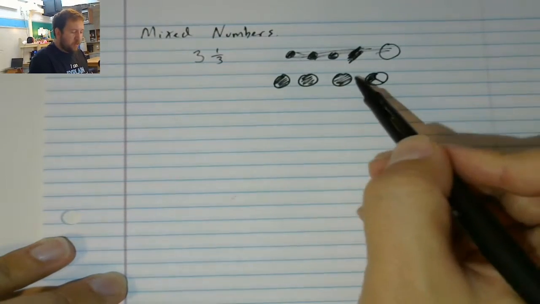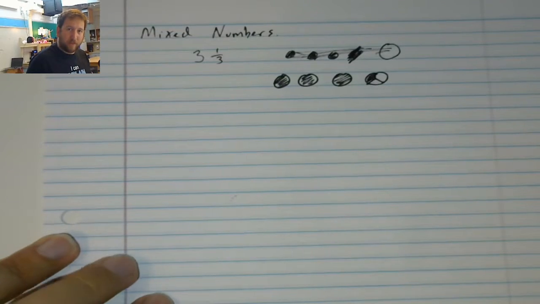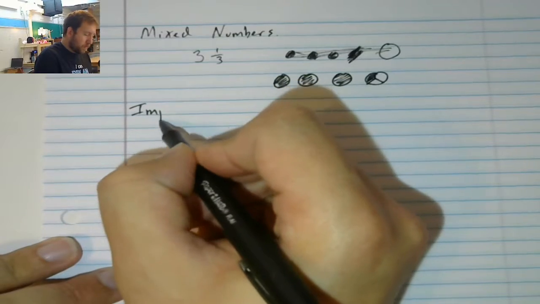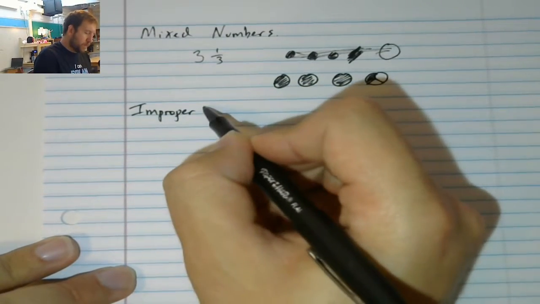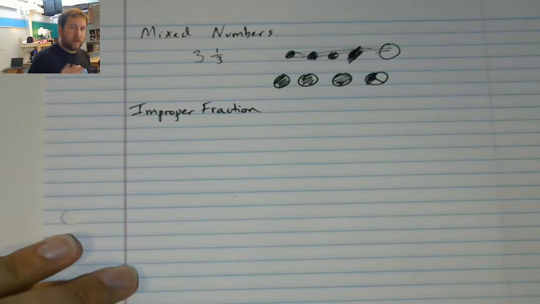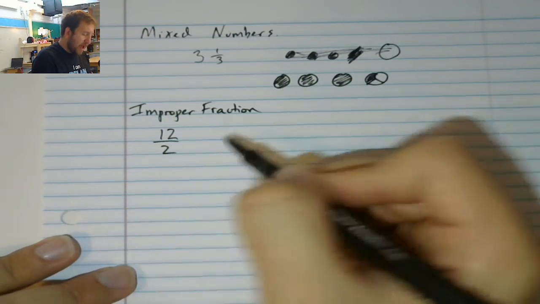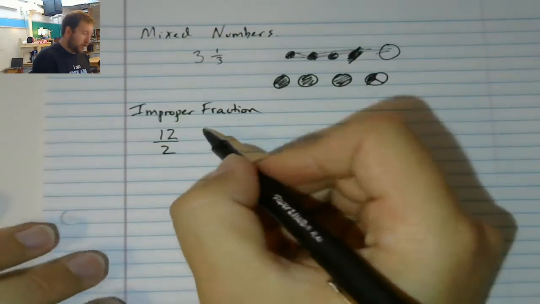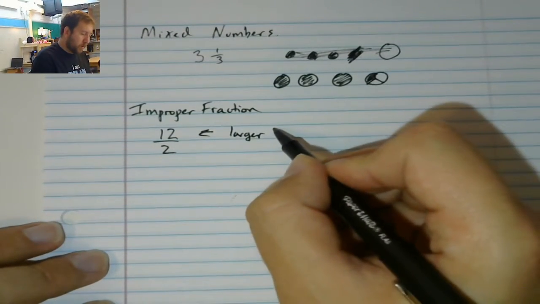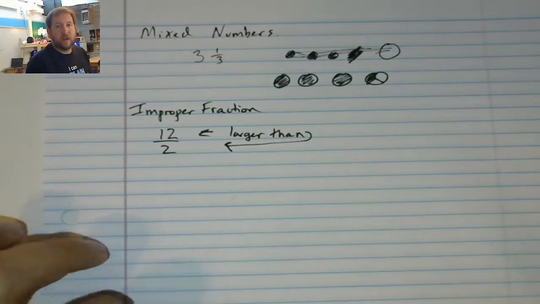So I have 3 and 1/3, but if I want to turn this into what I call an improper fraction, I have a way to do that. And remember, improper fractions have the numerator larger than the denominator. So I could write something like 12 halves as an example of an improper fraction. This is larger, and that denotes it as an improper fraction.